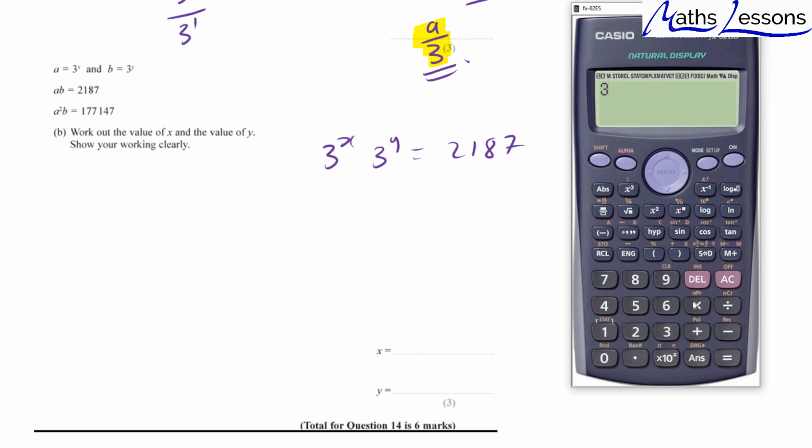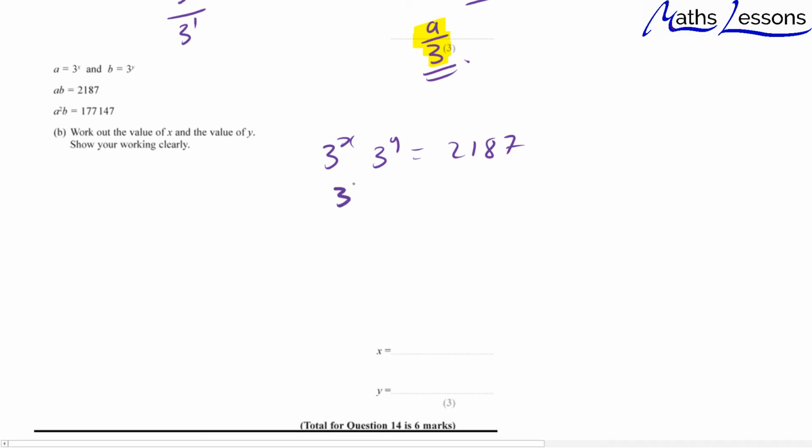Let's find the different powers of 3. So you do 3 times 3 equals 9, times 3 equals 27, times 3 equals 81, times 3, times 3, times 3 gives me 7. So it's 3 to the 7. So we know that 3 to the x times 3 to the y equals 3 to the 7. And so therefore, if 3 to the x times 3 to the y is 3 to the 7, then we know that x plus y equals 7.